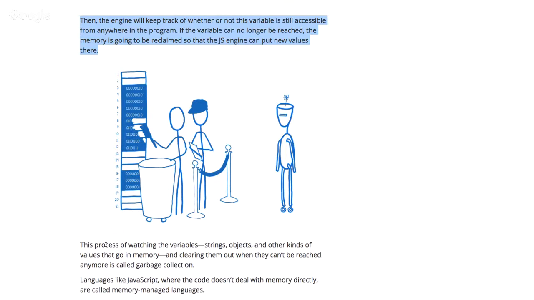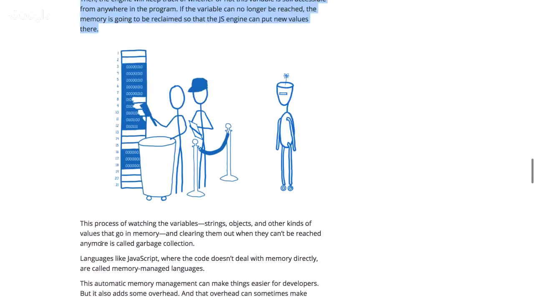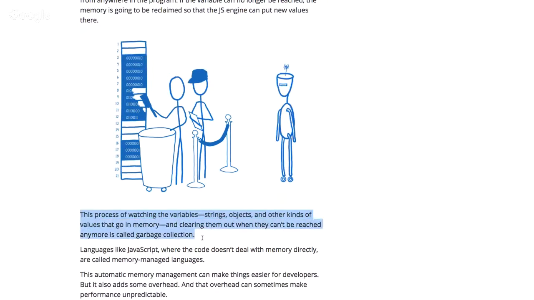This process of watching the variables, strings, objects, and other kinds of values that go in memory and clearing them out when they can't be reached anymore is called garbage collection. The JavaScript engine is watching the variables and saying, hey, if no one is using it, it's going to reclaim it. That available space will be used for storing other variables and their values. This process is called garbage collection.